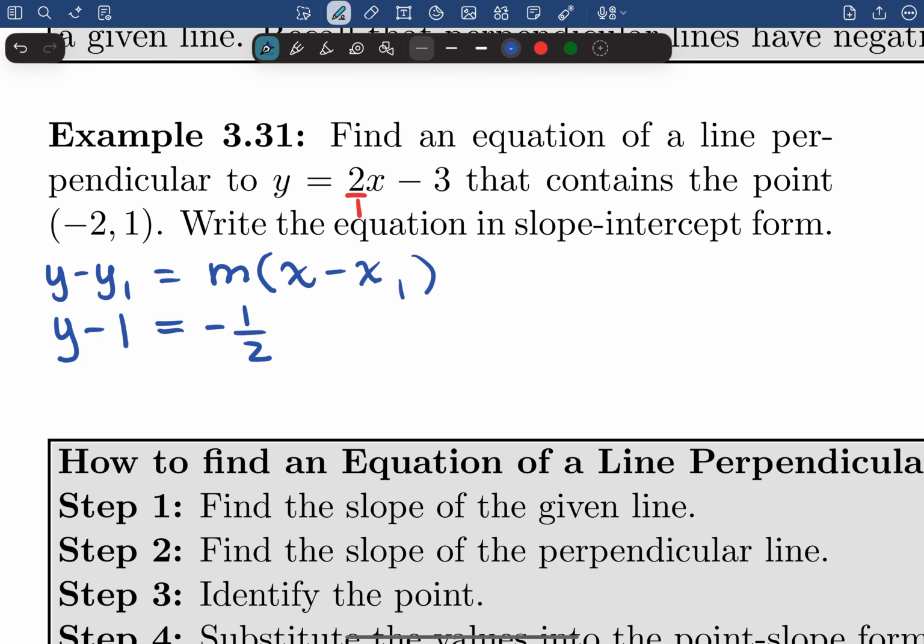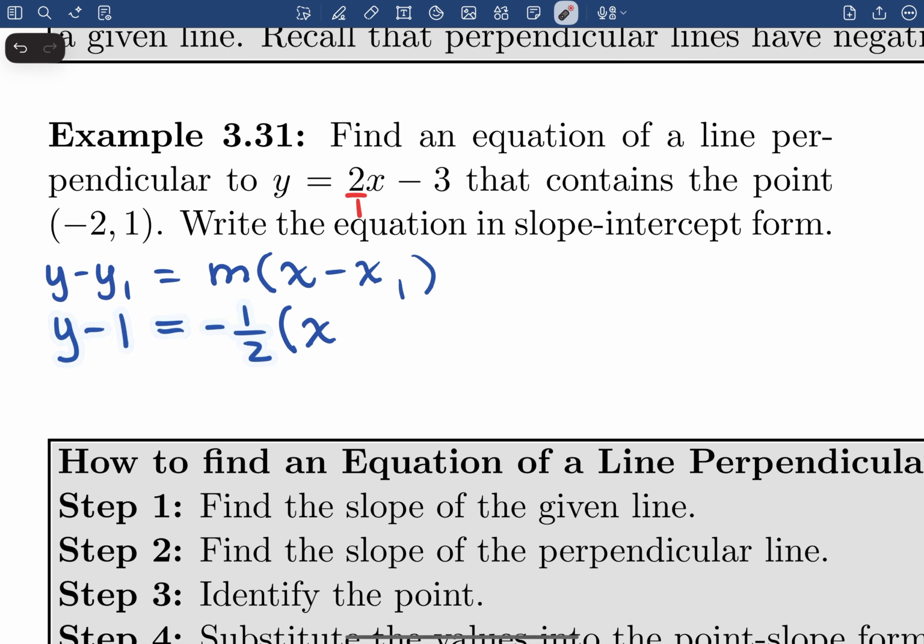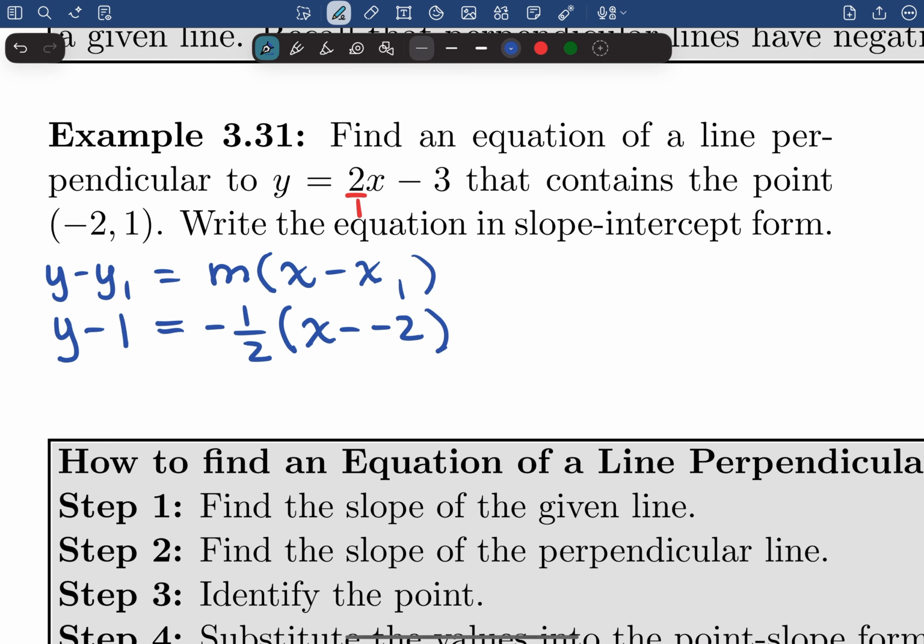Now I proceed. I multiply that by x minus x1. Well, x1 is negative 2, so I'm going to do x minus negative 2, like that.